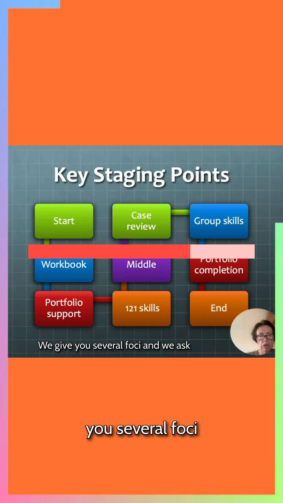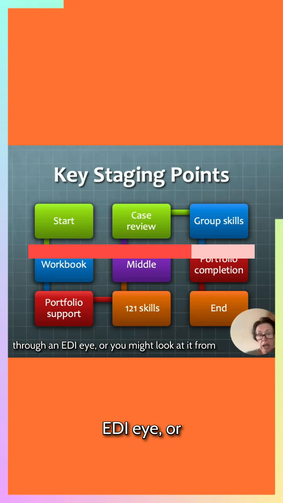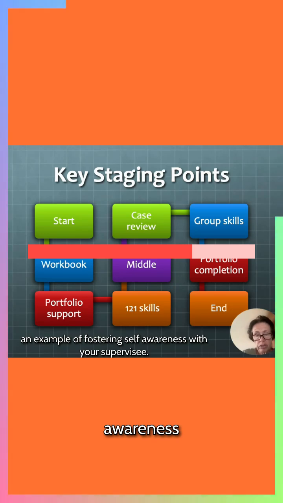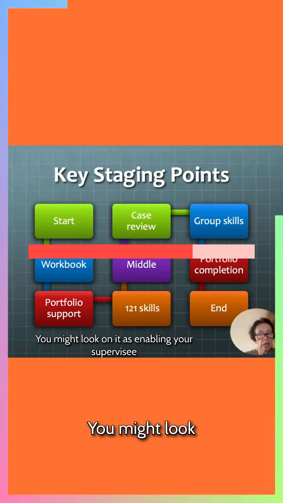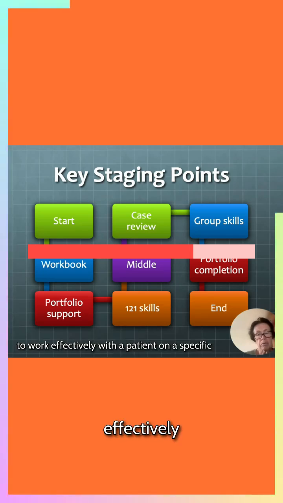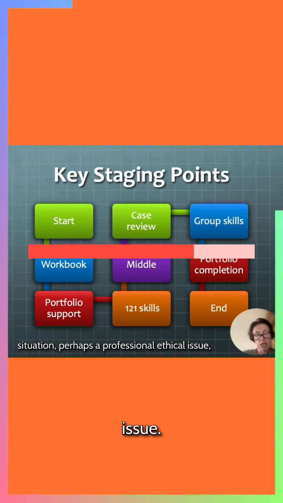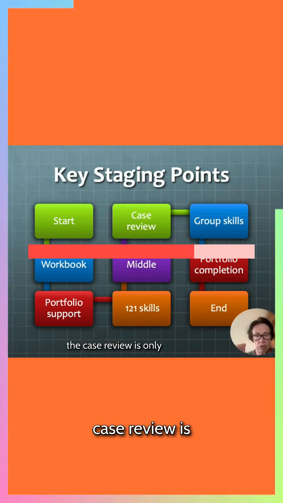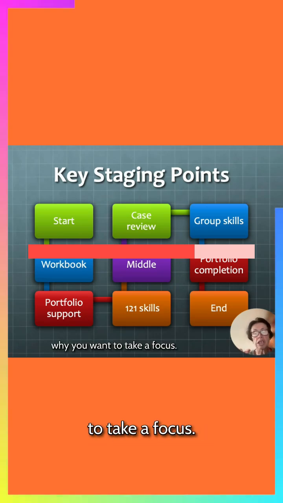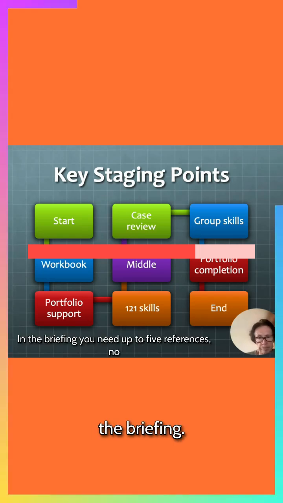We give you several foci, and we ask that you take one focus for it. You might look at it, for example, through an EDI eye, or you might look at it from an example of fostering self-awareness with your supervisee. You might look on it as enabling your supervisee to work effectively with a patient on a specific situation, perhaps a professional ethical issue. You'll take a focus. The case review is only 1,000 words, so that's why you want to take a focus, and we give you the opportunity to choose from 5 foci in the briefing.